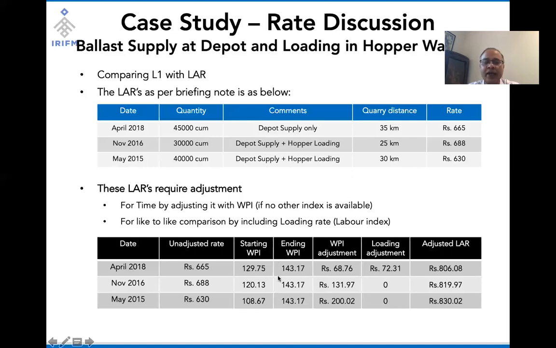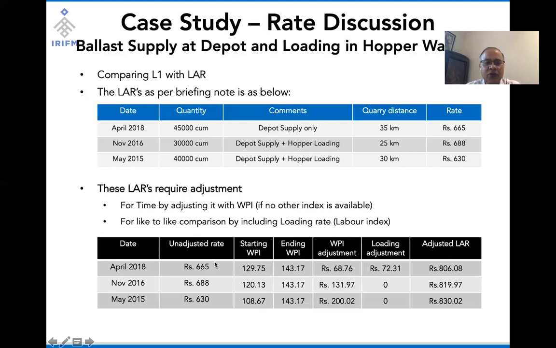So the ending WPI index is, if the tender committee is meeting in the first week of March, then the WPI at the end of February 2020 becomes the ending WPI. And the starting WPI could be different for each of these scenarios depending on the date. So for April 2018, the starting WPI was 129.75. For November 2016, it was 120, and for May 2015, it was 108.67.